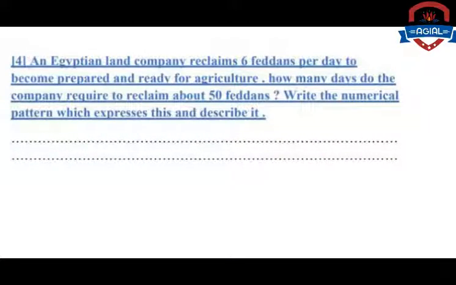Example number 4. An Egyptian land company reclaims 6 fiddles per day to become prepared and ready for agriculture. How many days do the company require to reclaim about 15 fiddles? Write the numerical pattern which express this and describe it. Focus with me. An Egyptian land company reclaims 6 fiddles per day. How many days do the company require to reclaim about 15 fiddles?